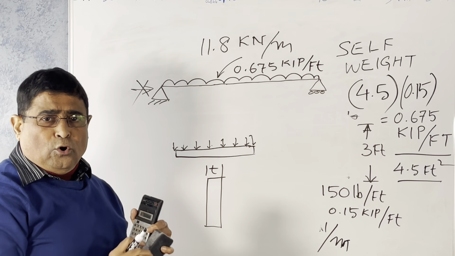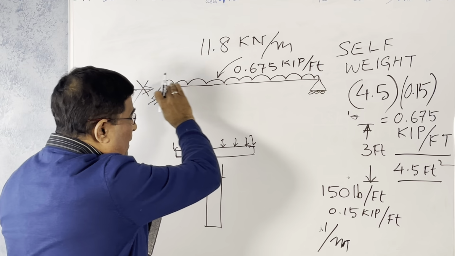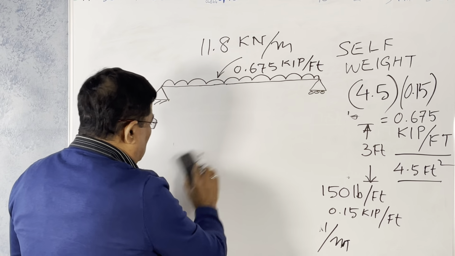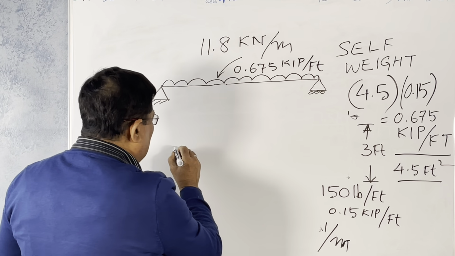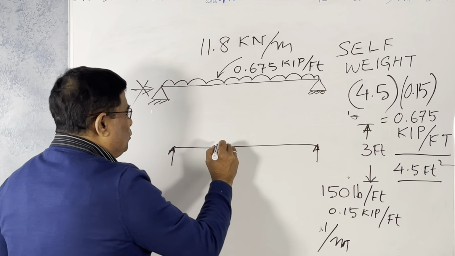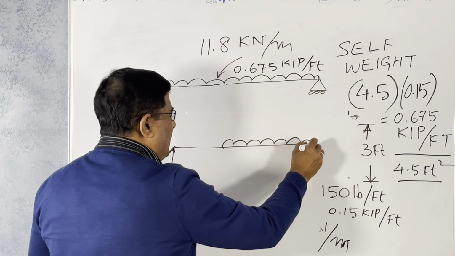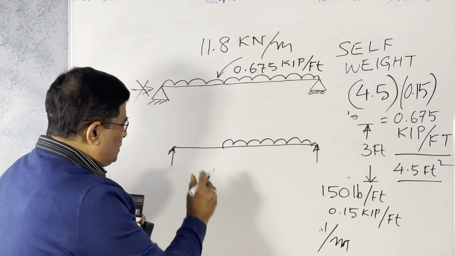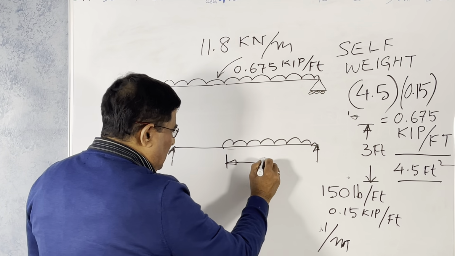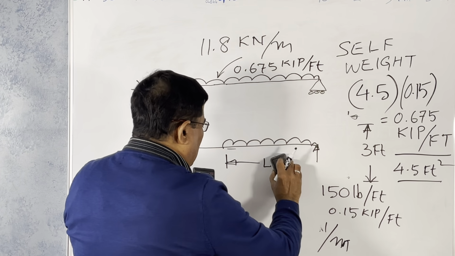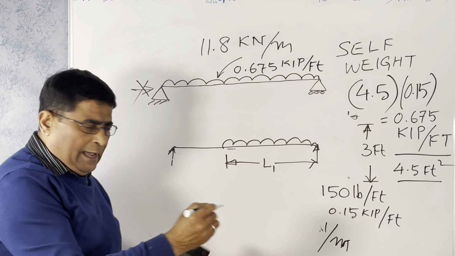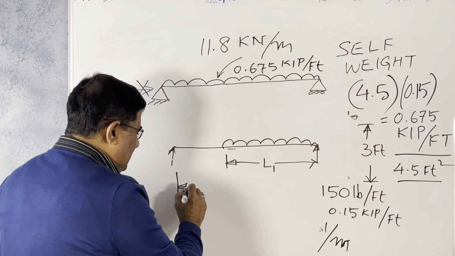So a uniformly distributed load has equal intensity all over the beam. In some cases, if you have a beam, it may be partially loaded like that. The uniformly distributed load is not fully covered up to here, but it is partial. Suppose it covers a certain length L1, which may be any length, and the total span is L.